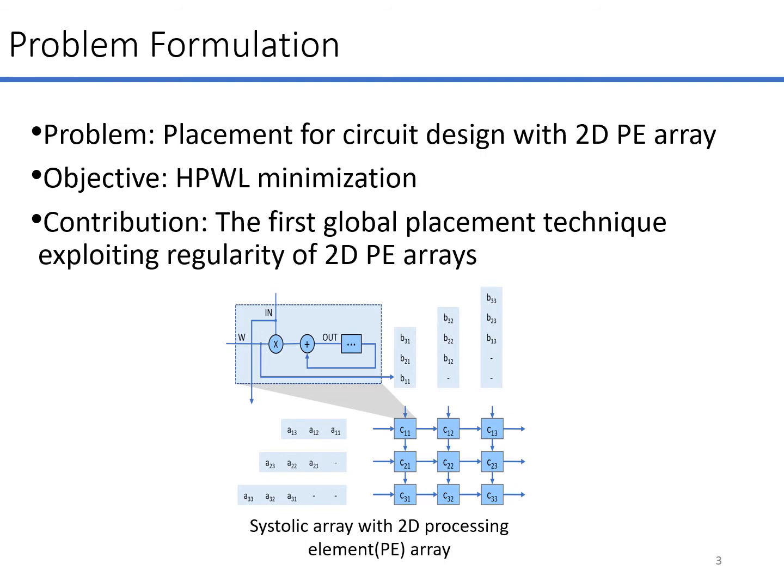Then let me introduce our problem formulation. We are aiming to solve the placement problem for circuit designs with 2D arrays, and the objective is to minimize the half-perimeter wirelength. In this work, our main contribution is to put forward the first global placement technique exploiting the regularity of 2D arrays.